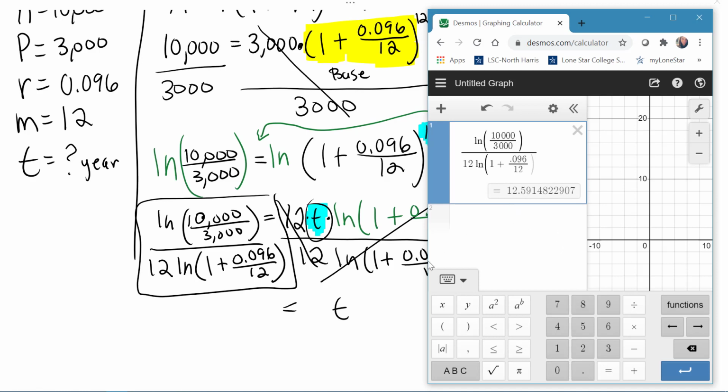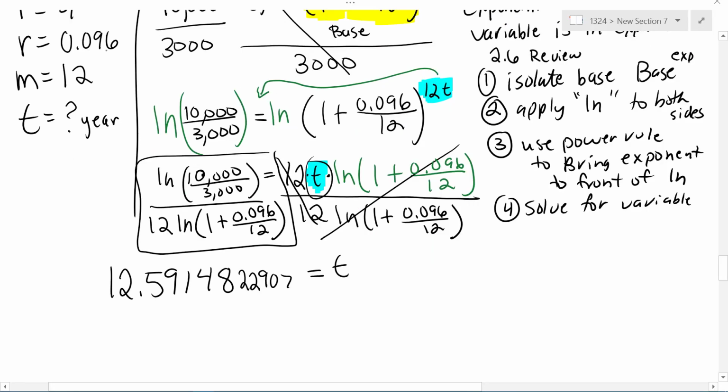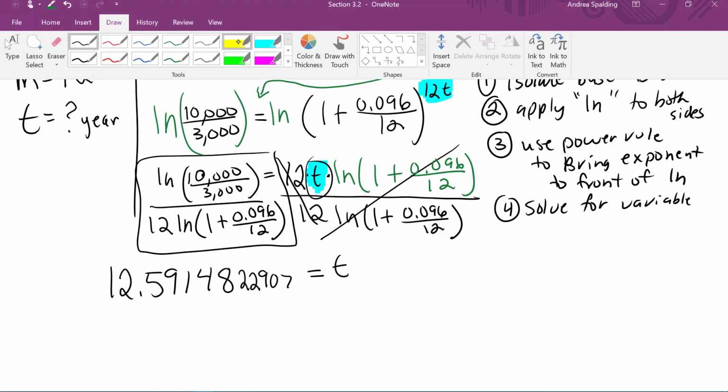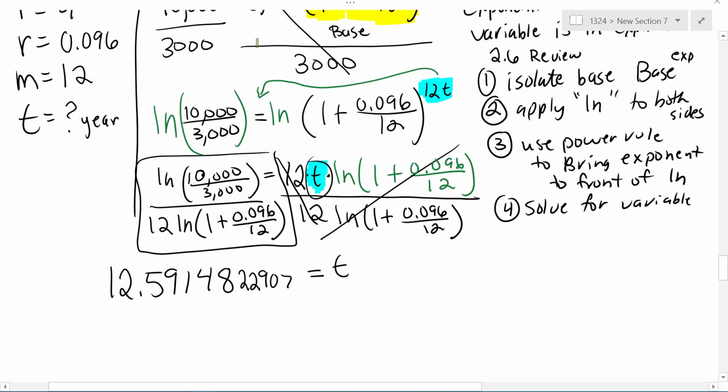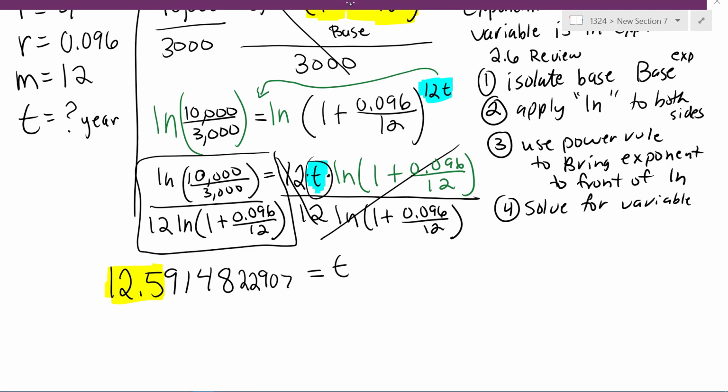Okay, so it says our t value is 12.5914 and so on. So let's round to the nearest one decimal place. Okay, so this is the answer that we got from Desmos. So I'm going to highlight kind of what I want to keep. I want to keep one number after the decimal place.